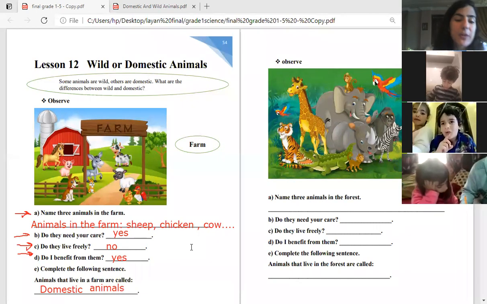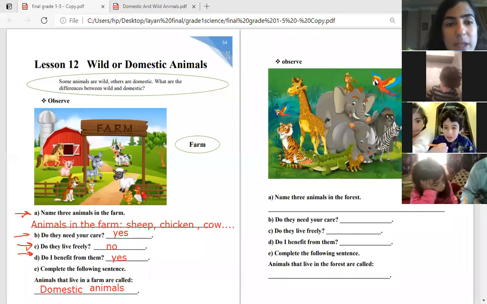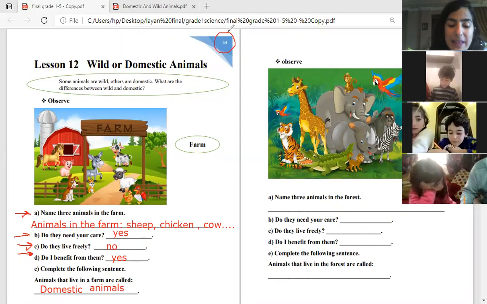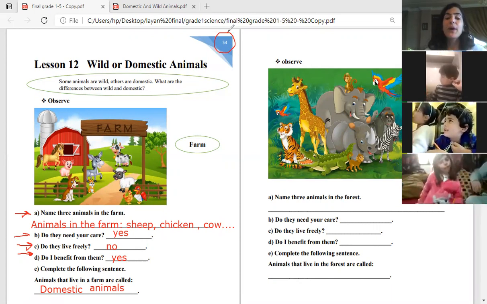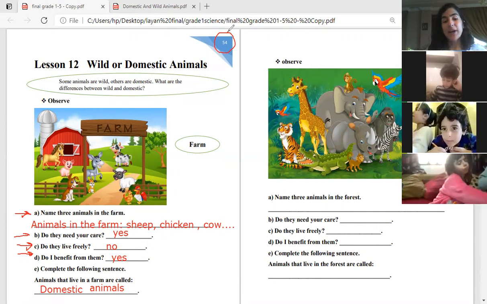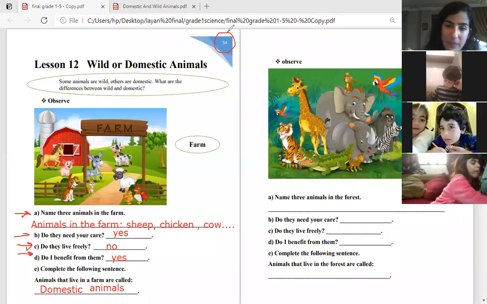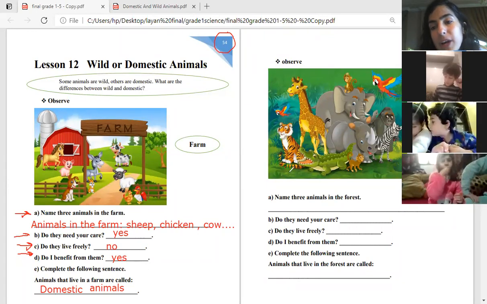Okay, complete the following sentence. This is page 54, okay, everyone? This is page 54. Here's the page for the students who are joining. So animals that live in the farm are called domestic, as we said yesterday. All the animals that live in farm or in our house, like pets, are called domestic animals, okay? Now finish from the domestic animals. I'll give you time to copy before we start with the wild animals.